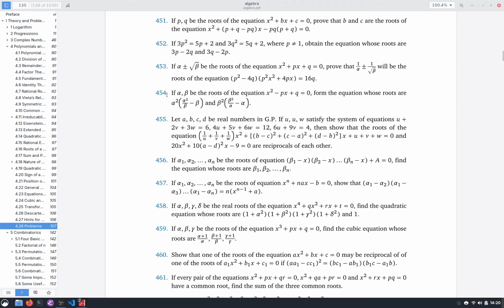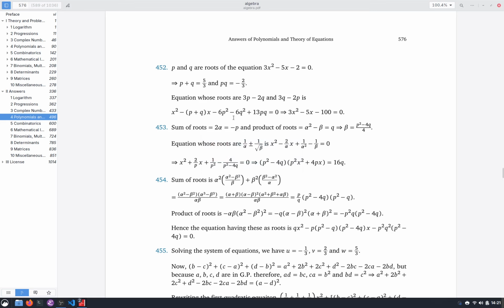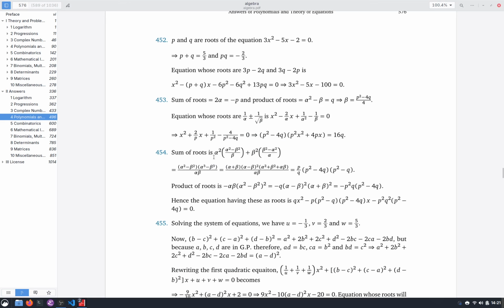Question 454 says that if alpha, beta be the roots of the equation x square minus px plus q is equal to 0, form the equation whose roots are alpha square into (alpha square minus beta square) by beta and beta square into (beta square minus alpha square) by alpha. So the sum of roots would be alpha square into (alpha square minus beta square) by beta, we take LCM, plus beta square into (beta square minus alpha square) by alpha.